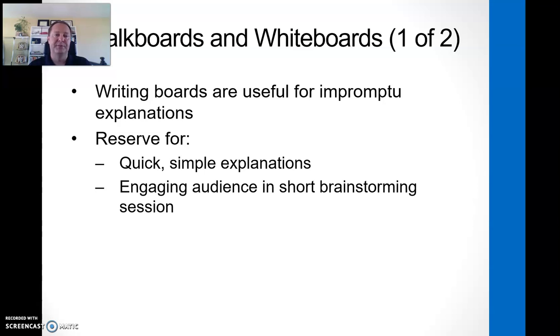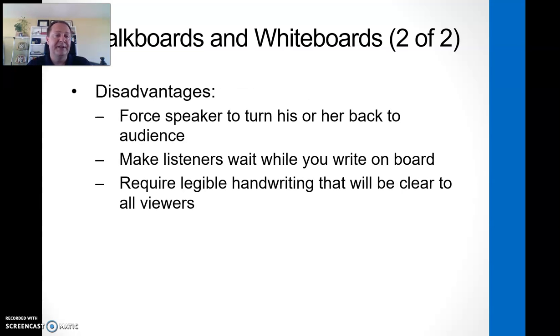All right, chalkboards and whiteboards. Don't have to really go into this too much. Writing boards are useful for impromptu explanations. You can reserve them for quick and simple explanations and engaging the audience in a short brainstorming session. The disadvantages of this are they force the speaker to turn his or her back to the audience, which, you know, we've talked about this before.